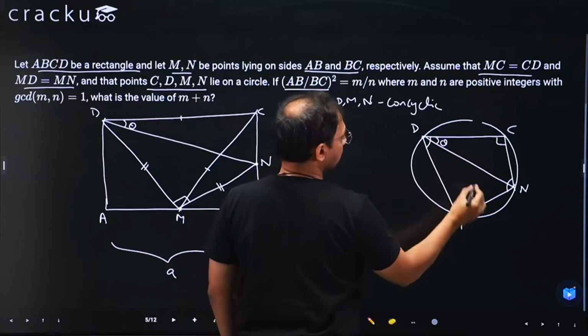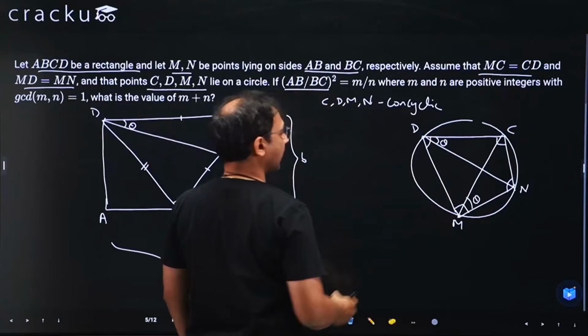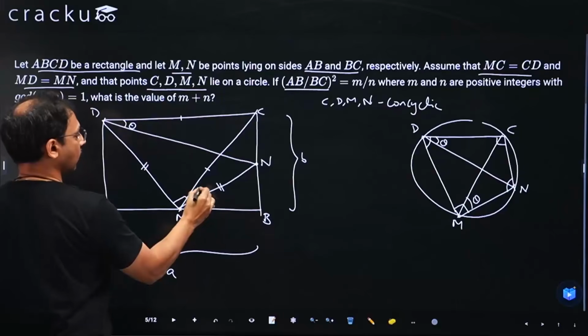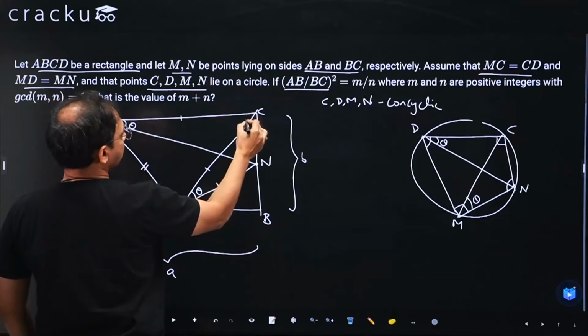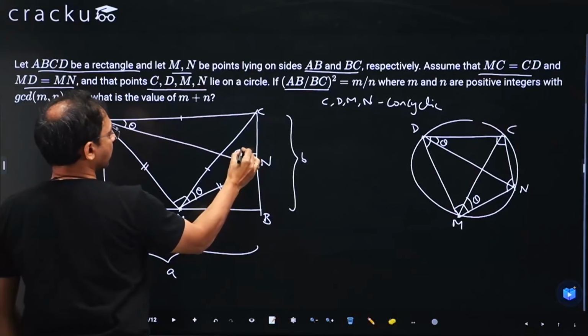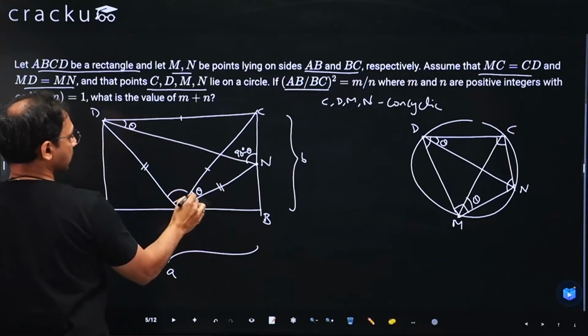If this is theta, this also will be theta. Angles in the same arc. So angle CMN will also be theta. Now this is 90 degrees, this is theta, so this will be 90 minus theta. If this is 90 minus theta, this will be 90 minus theta.